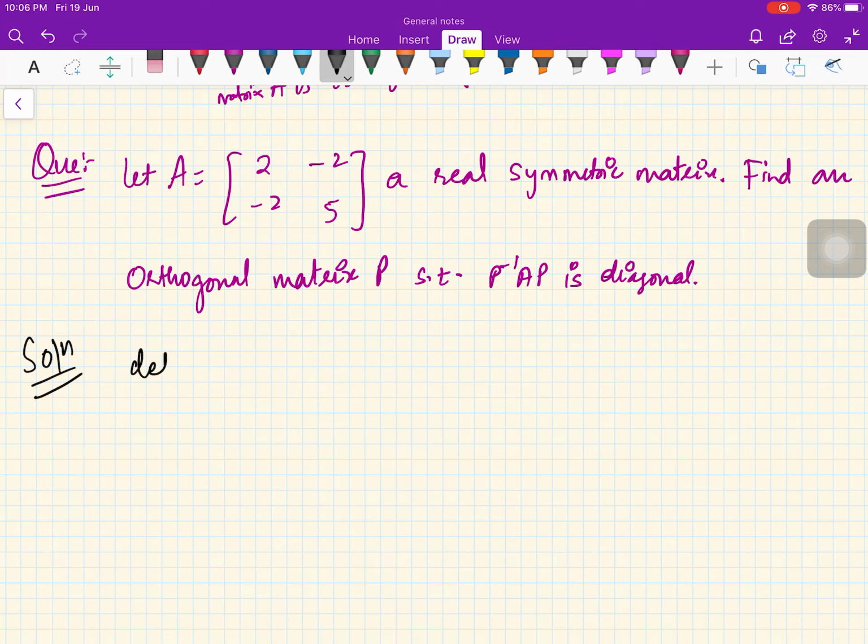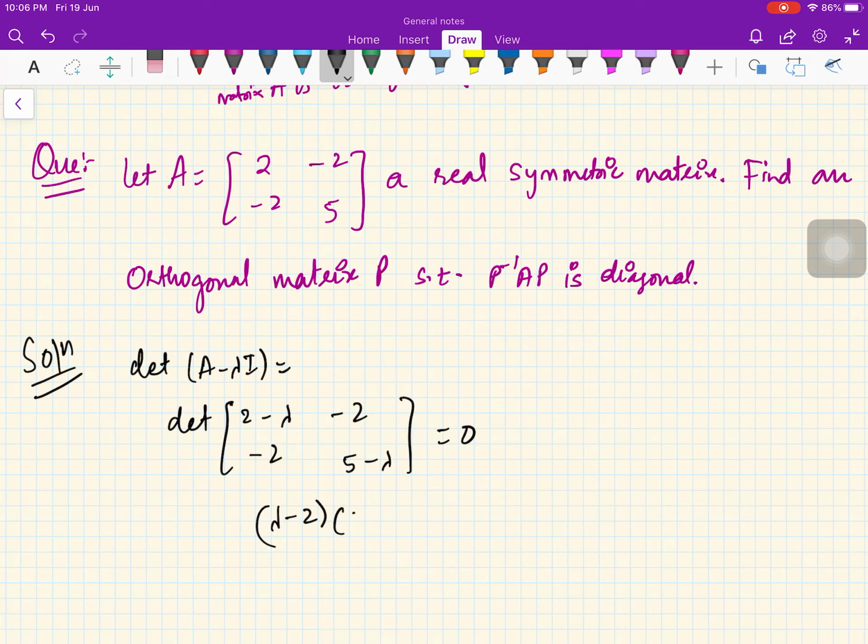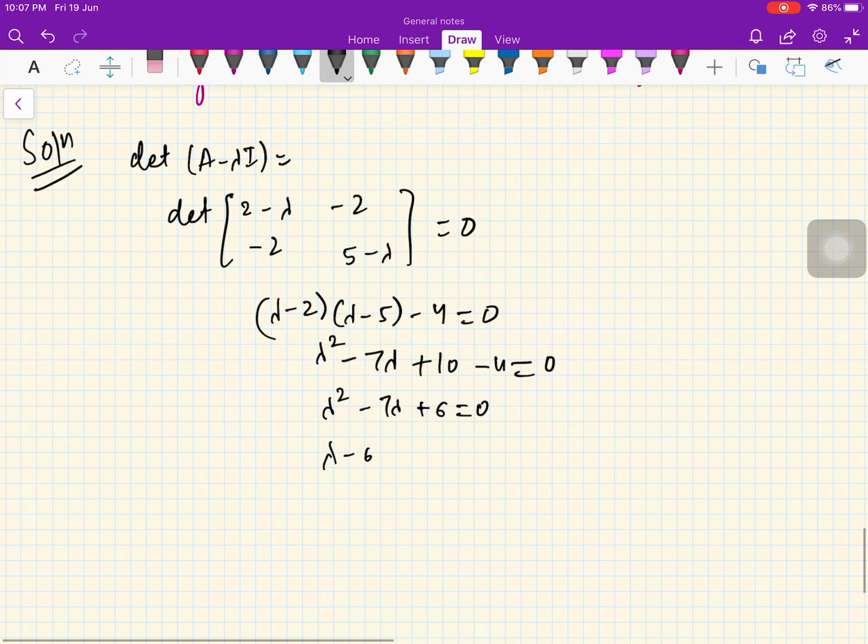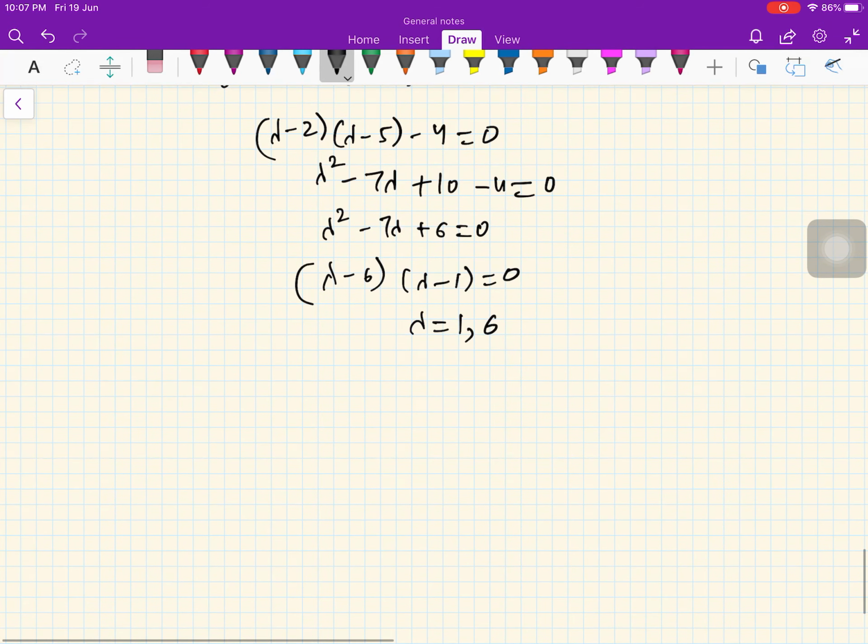So the eigenvalues are given by determinant of A minus lambda I equal to 0. So this will be determinant of [2 minus lambda, -2; -2, 5 minus lambda] equal to 0. So that is (lambda minus 2)(lambda minus 5) minus 4 equal to 0. So you will get lambda square minus 7 lambda plus 10 minus 4 equal to 0. So this is lambda square minus 7 lambda plus 6 equal to 0. So this is (lambda minus 6)(lambda minus 1) equal to 0. That is lambda is equal to 1 and 6. Now let us see the eigenvectors corresponding to 1 and 6.